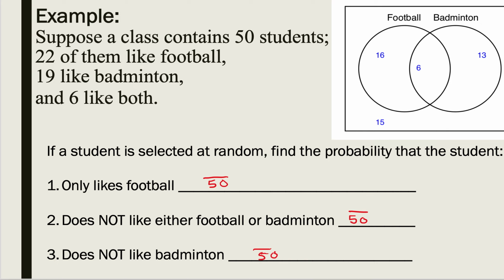All right, so how many only like football? So not these, because they like badminton. Not these, they say I don't like either one. Only like football. So not these, because they like football and badminton. Only likes football would just be these 16. And again, we're going to reduce. I'm using my calculator to reduce 8 over 25.